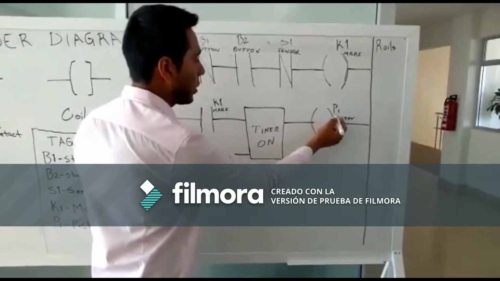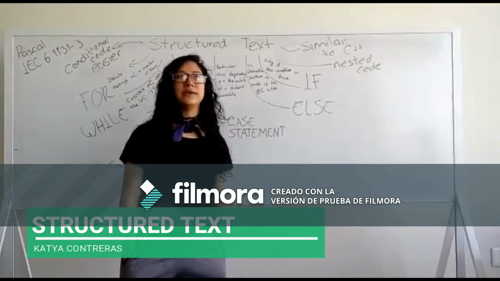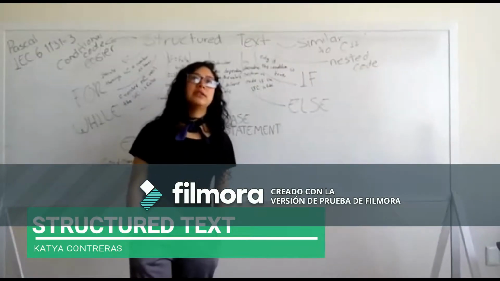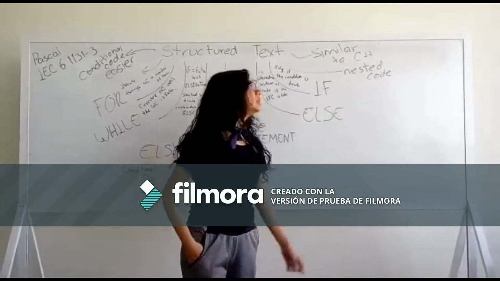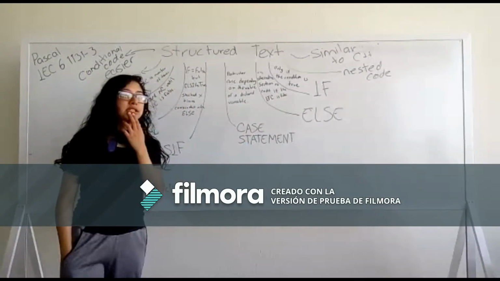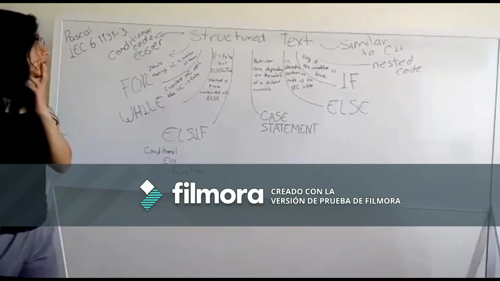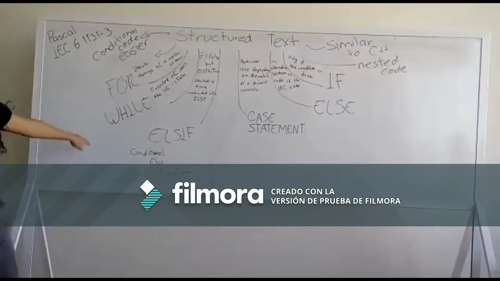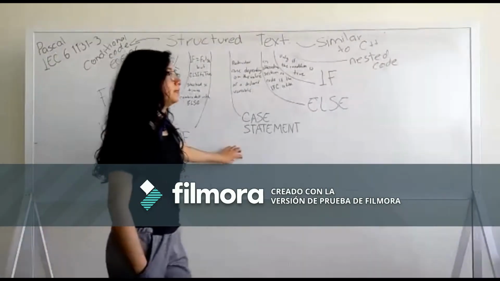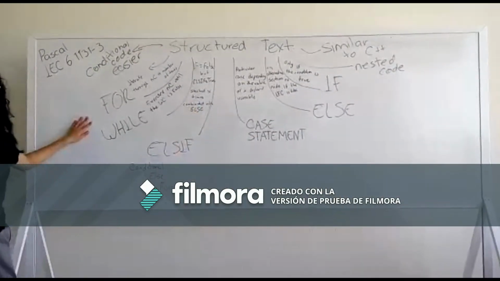Then the piston 1. Structured text is one of the 5 languages made for the PLC. This language is similar to the C++ language. Structured text has the following functions, and first is the for.